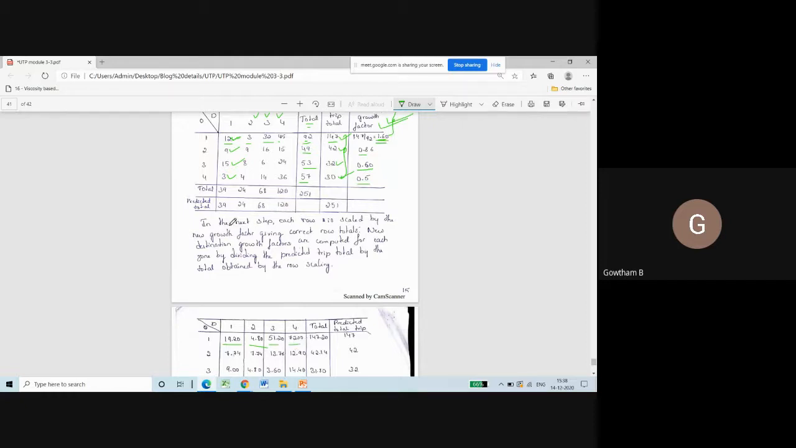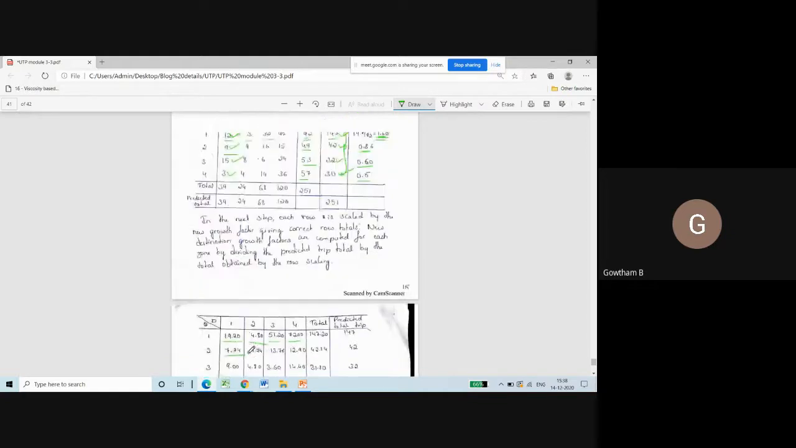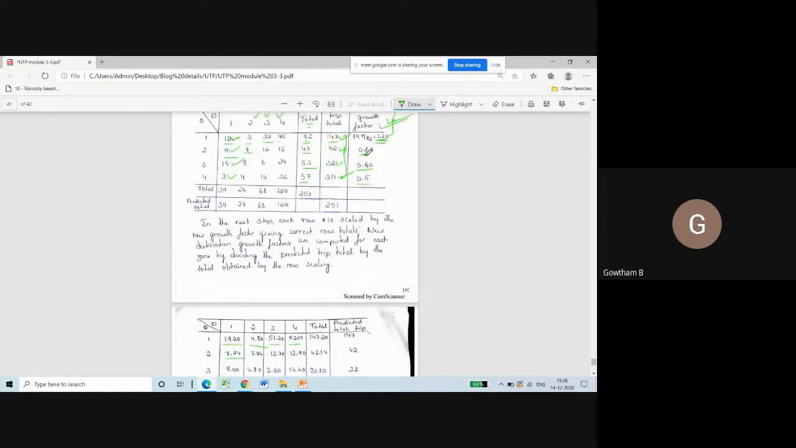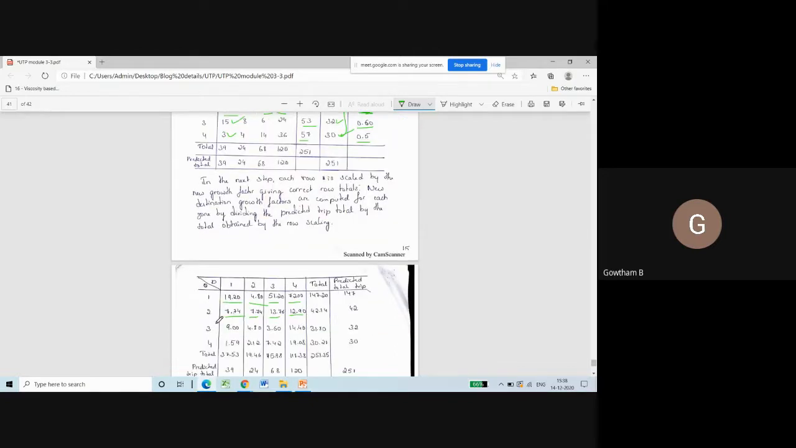Okay, similarly you have to calculate like this. 9 multiplied by 0.86 is 7.74. You can repeat the steps. 9 multiplied again by 0.86 is 7.74. 16 multiplied by 0.86 is 13.76. And 15 multiplied by 0.86 is equal to 12.90. Similarly do it for area number 3 and area number 4.